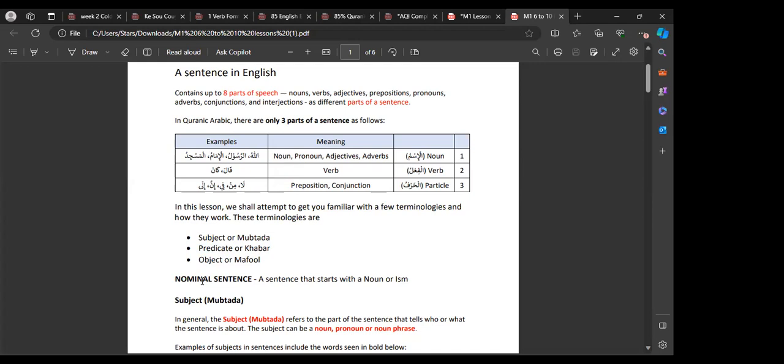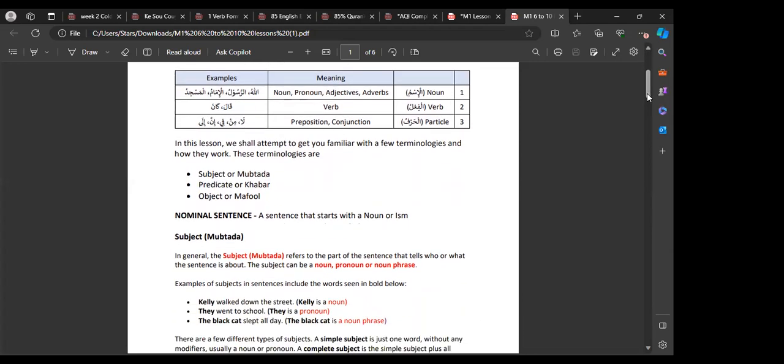So, nominal sentences, one type of sentence. In English, first of all, you need a subject. Every sentence in English needs a subject. In general, the subject refers to the part of the sentence that tells you who or what the sentence is about. The subject can be a noun, pronoun, or noun phrase in English. Examples of subjects in sentences can be seen below.